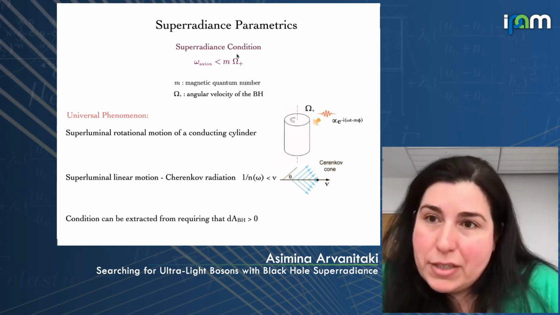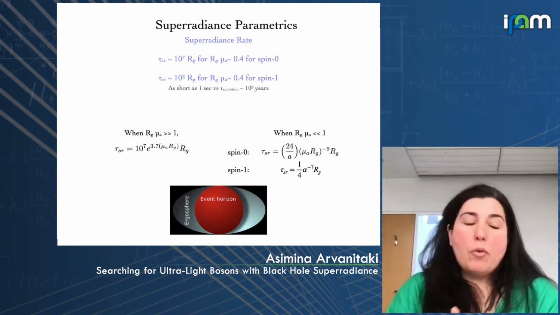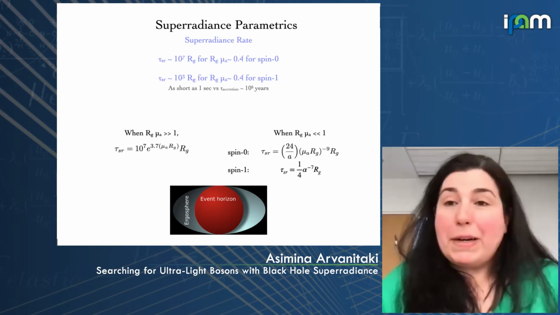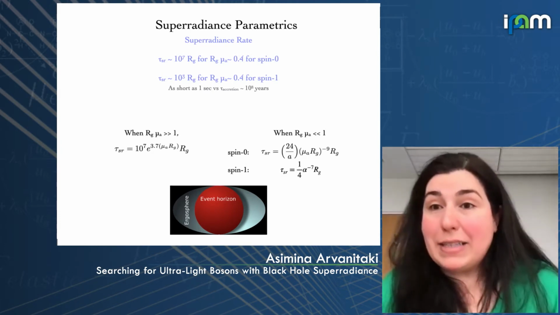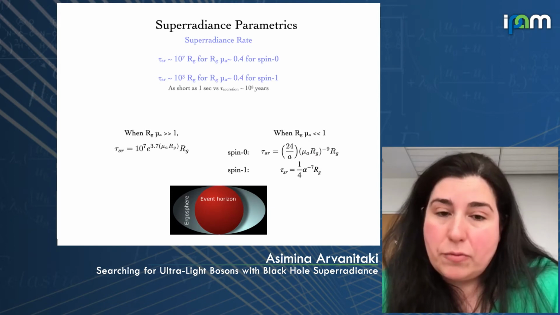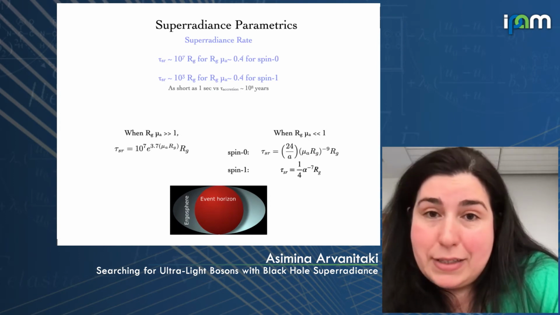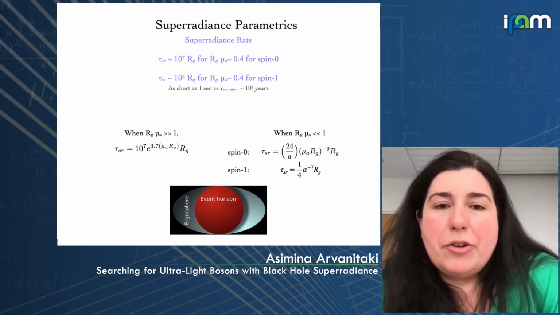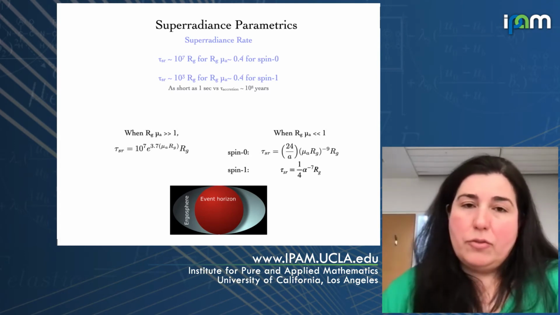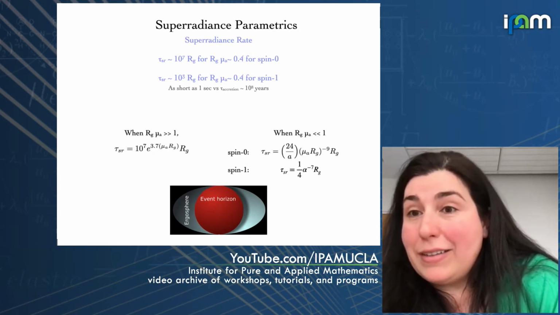Now, as I said before, this is a universal phenomenon and should not be thought of as special to black holes. So of course, the next question to ask is, okay, it's not particularly tuned to get this instability, but how fast does it happen? How does it compare to regular astrophysical processes? That is determined by the superradiance instability rate. For spin zero particles, it can be as fast as 10 to the 7 times the gravitational radius of the black hole, or the infall time, if you wish. So for a stellar mass black hole, this corresponds to a time scale of 100 seconds.